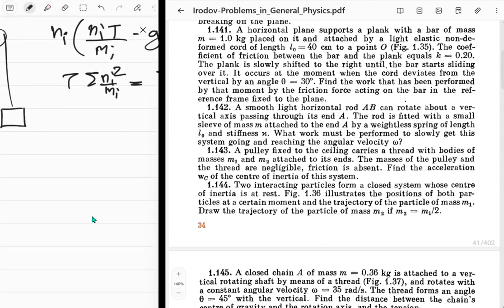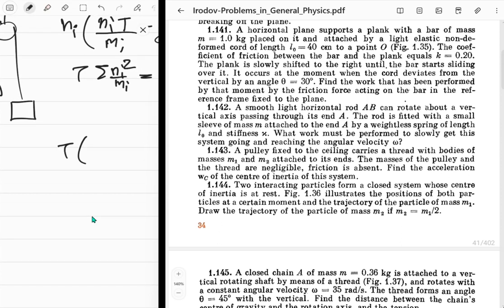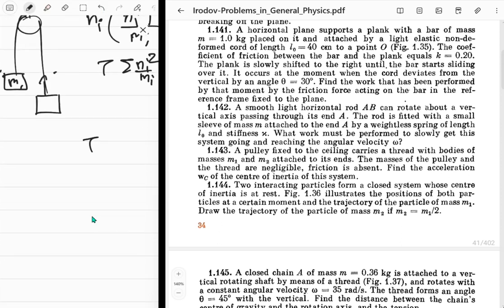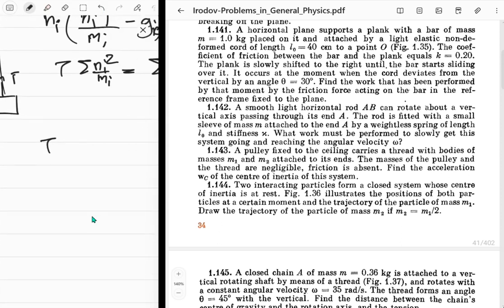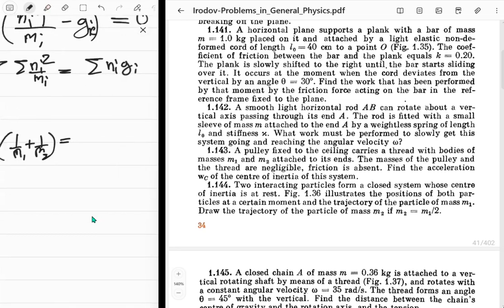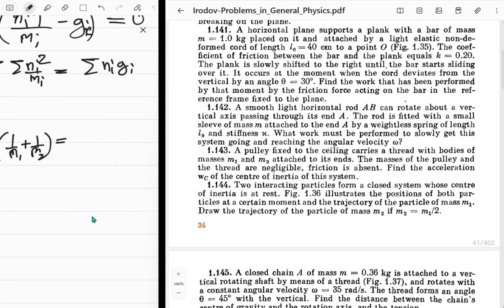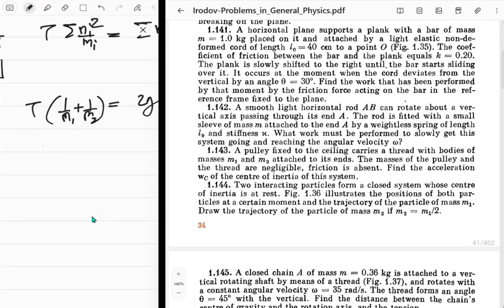For this particular case, what you have is tension, and then you got 1 and 1, right? So you got T pulling up, T pulling up. So it's just going to be tension times 1 upon m1 plus 1 upon m2 is equal to, yeah, each of these just has g as the g effective. So this will just be 2g. There we go. So our tension we can figure out.